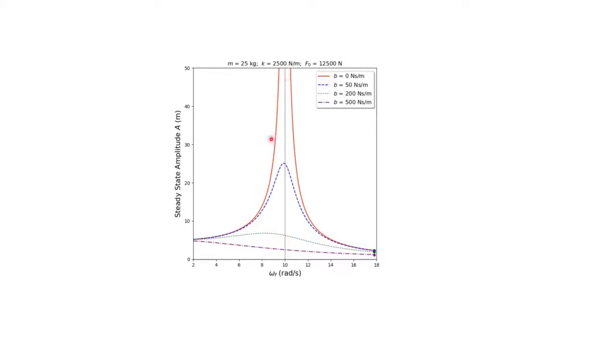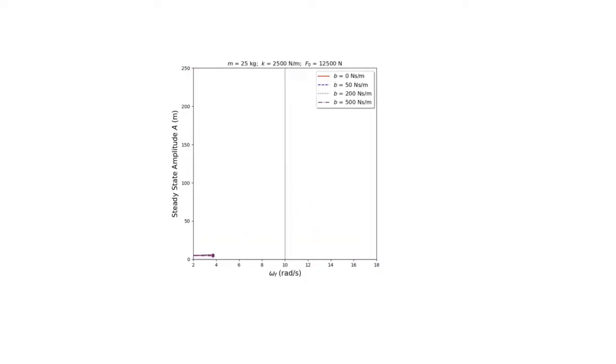The red case, though, just shoots up. That is when there's no damping. So let's see, perhaps we just missed the peak. Perhaps the peak is a little bit higher up. So how about if we make this 250? Let's make it 250 and do the same again.